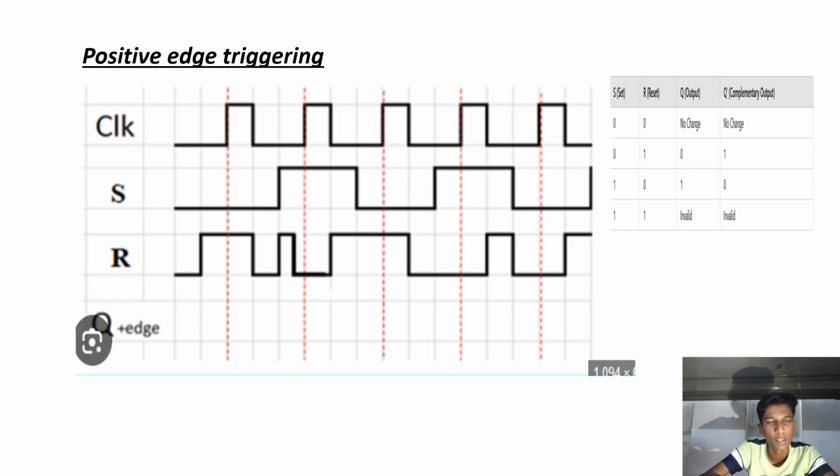There are two types of edge triggering. The first one is positive edge triggering. During positive edge triggering, we take the positive edge of a clock cycle. Let us try to solve this one.